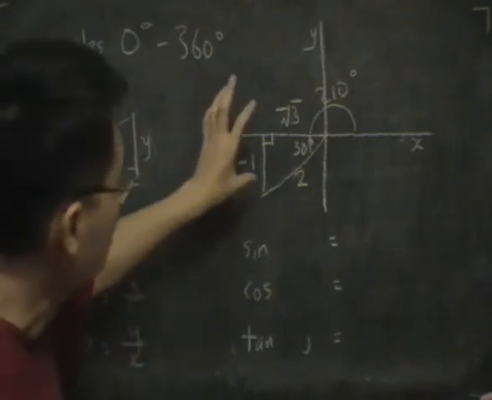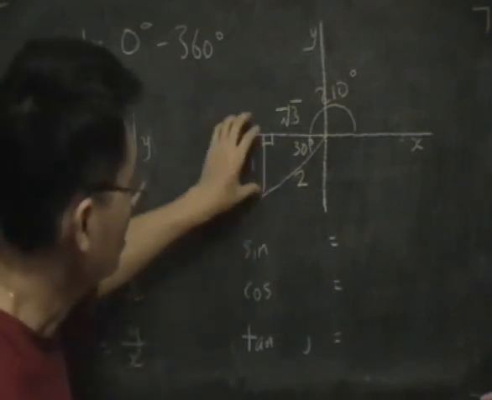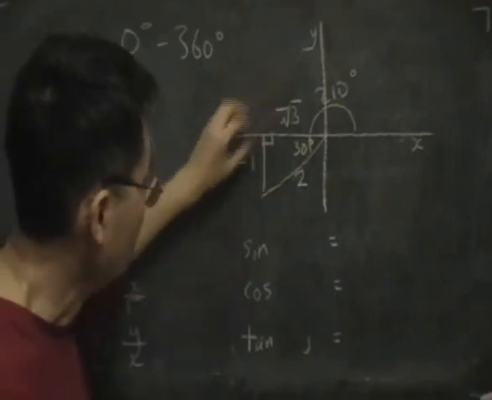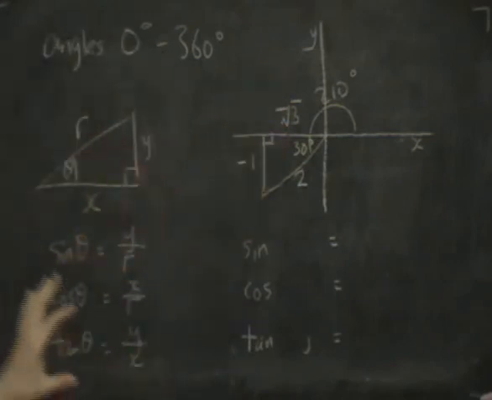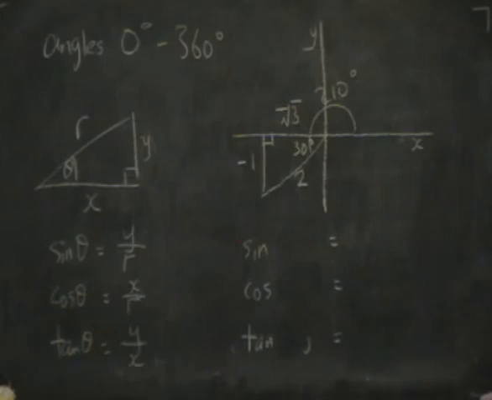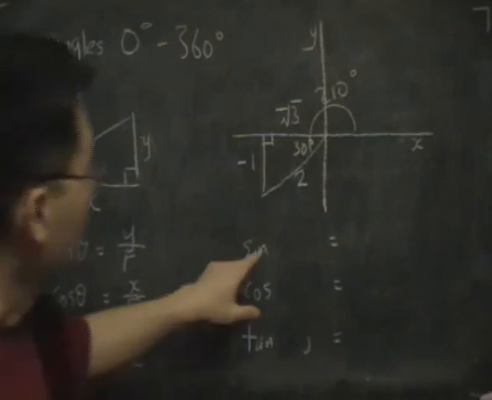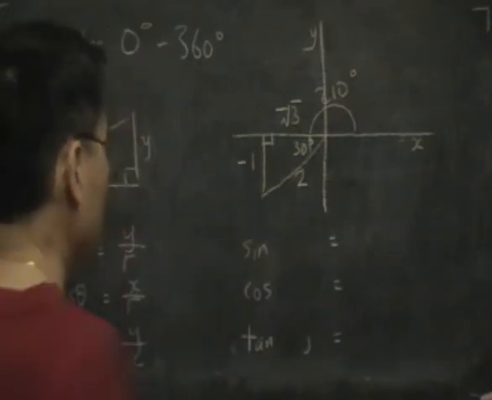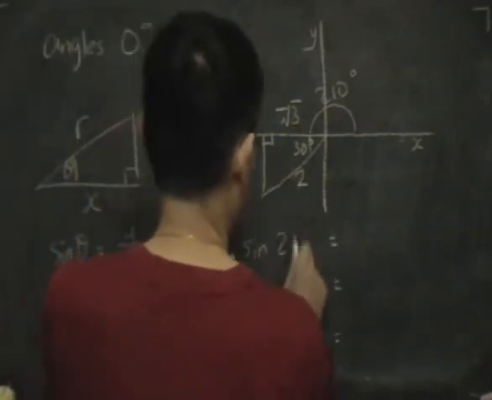Once we have drawn the right angle triangle and understood what the sides and the signs are, we can simply use the same formula as before. So let's try that. Now we are talking about an angle of 210 degrees, so this is sine 210 degrees.